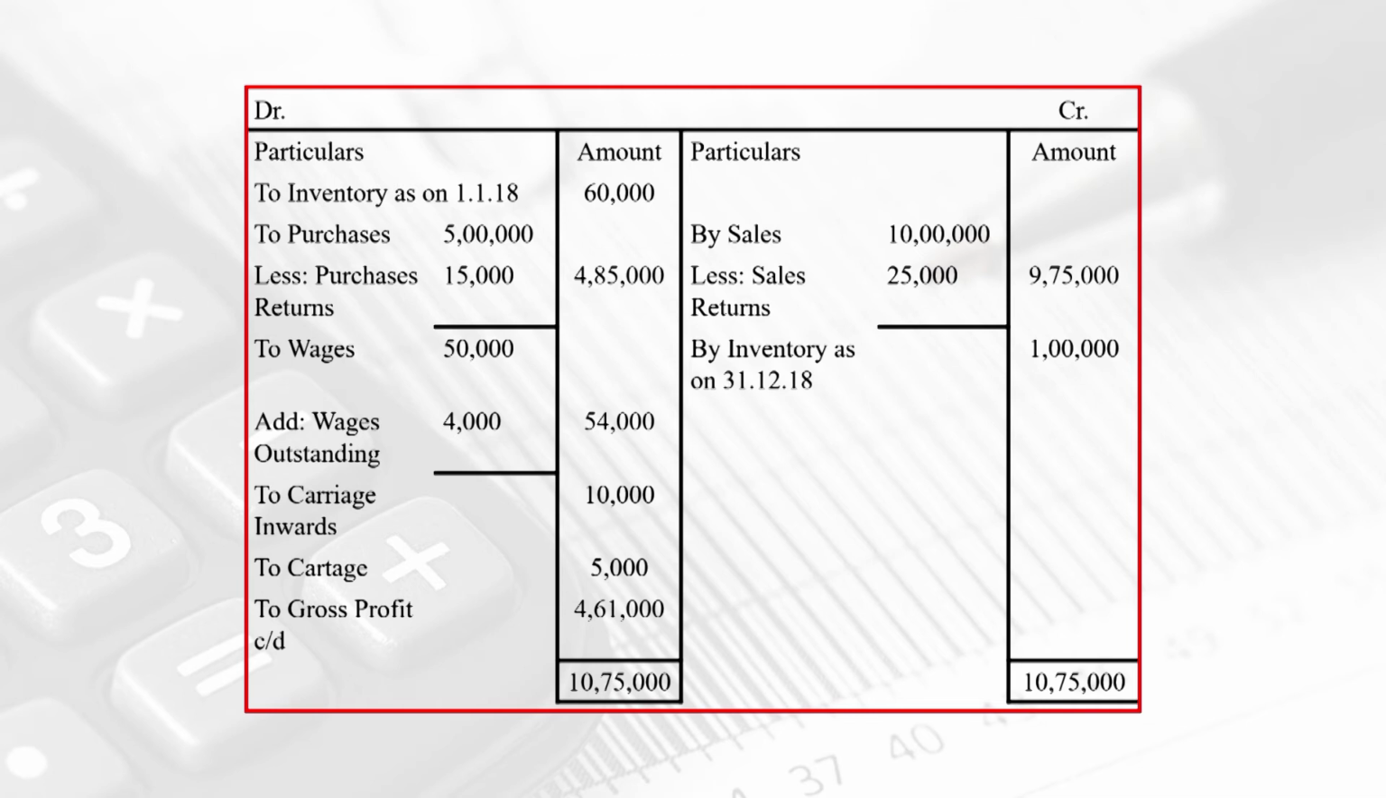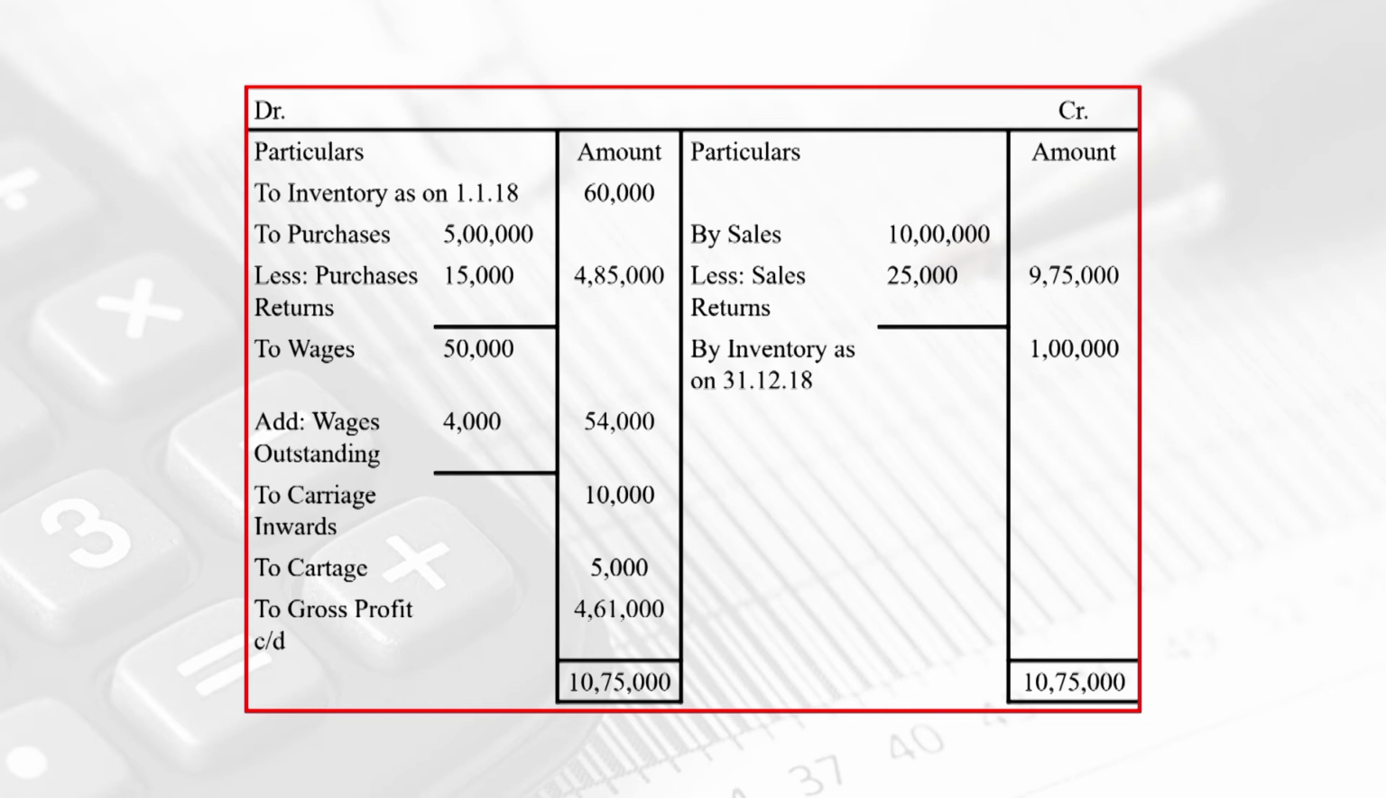Then the next one is wages. Wages 50,000. This amount of rupees 50,000 is provided inside the trial balance, and the outstanding wages of rupees 4,000 is also provided outside the trial balance. So the amount of outstanding wages will be added to the wages, and the total amount, that is 54,000, will be shown in the debit side. So wages are outstanding to the extent of rupees 4,000.